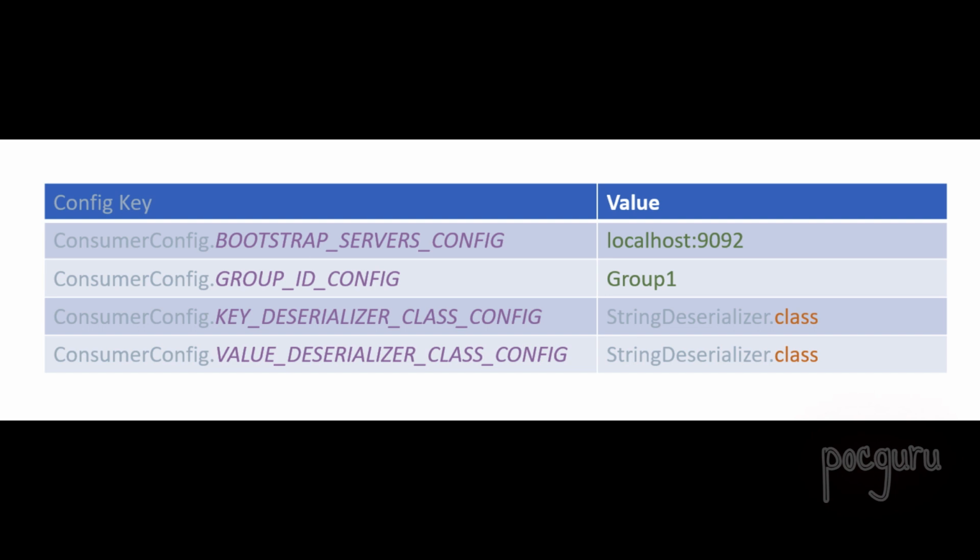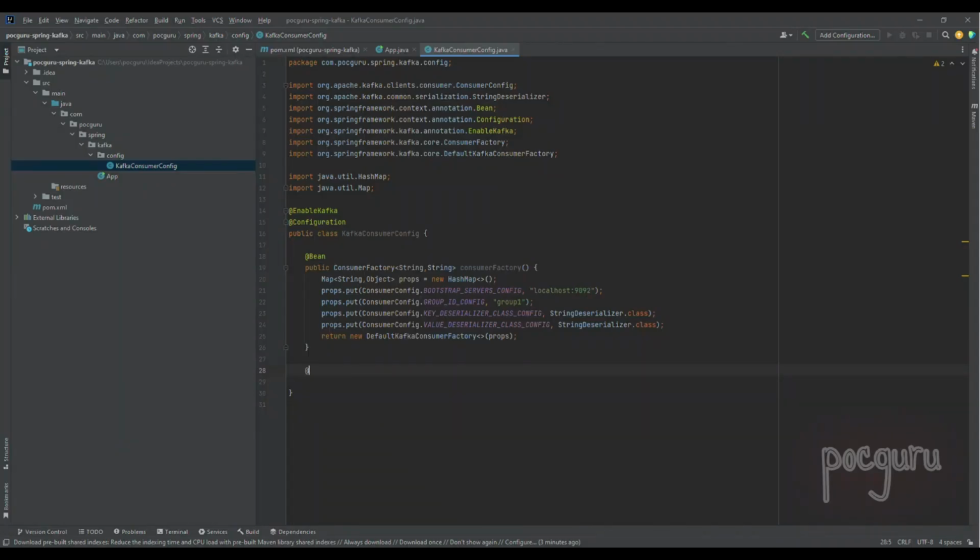The different consumer factory parameters that we use are the BOOTSTRAP_SERVERS_CONFIG, which has the Kafka broker and the port. We set the GROUP_ID_CONFIG as group1, the KEY_DESERIALIZER_CLASS_CONFIG as StringDeserializer, and the VALUE_DESERIALIZER_CLASS_CONFIG as the StringDeserializer. As we are only working with strings for our Kafka messages, we can use the StringDeserializer. If you are working with custom objects, you can write your custom deserializer and provide the value here in the configuration.